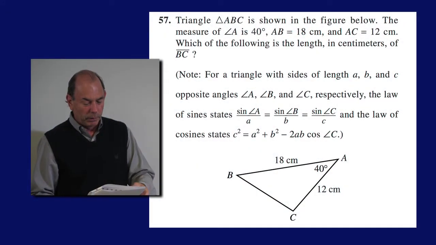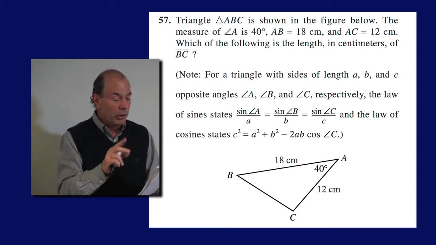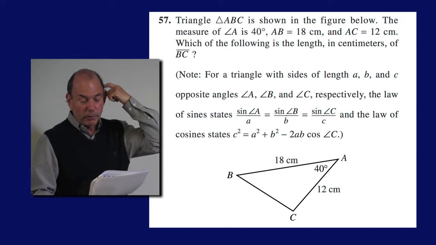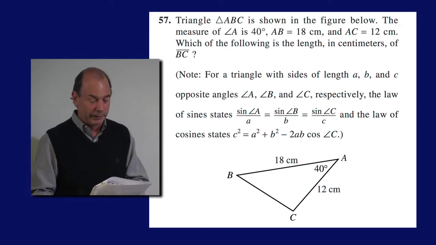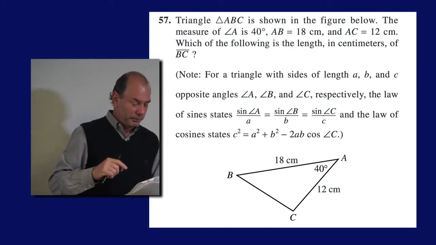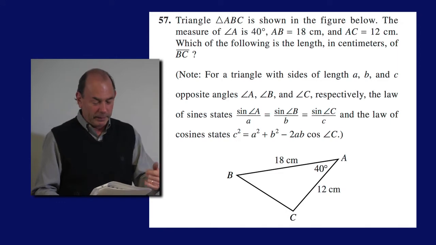Triangle ABC is shown below. Blah, blah, blah, gives us the information that's also in the picture. And then it says, note, for a triangle with side lengths of small a, small b, and small c, opposite angles large A, large B, and large C, respectively. Remember this? We had a question a lot like this last time. The law of sines, remember that?